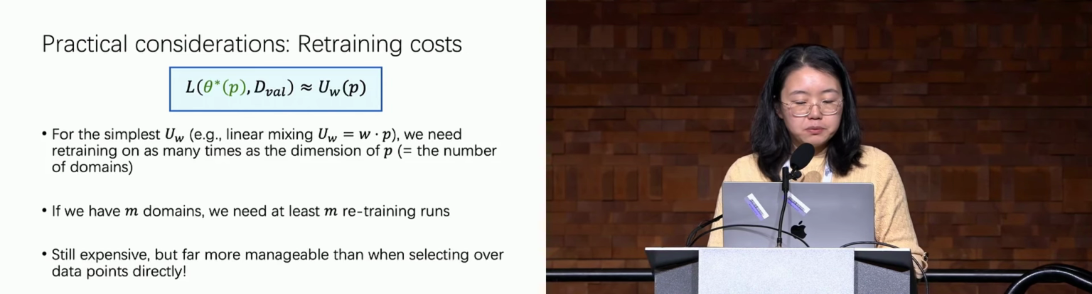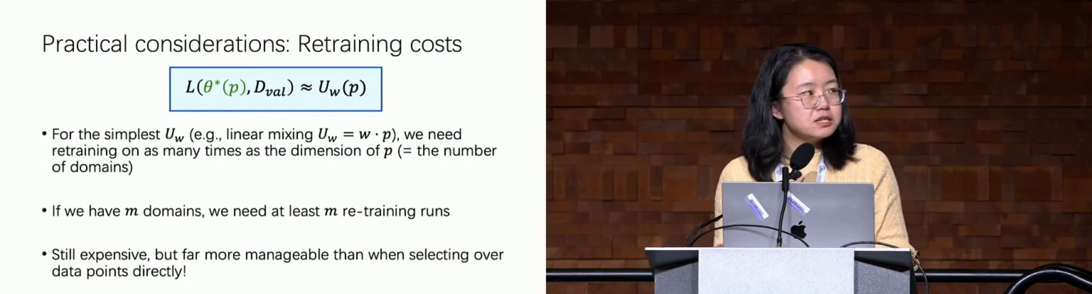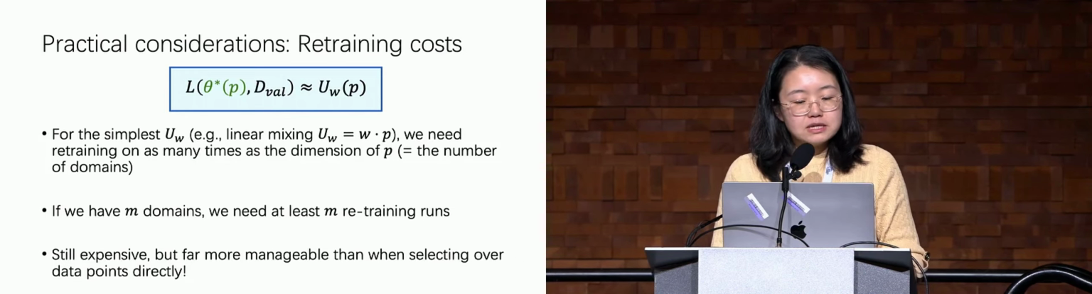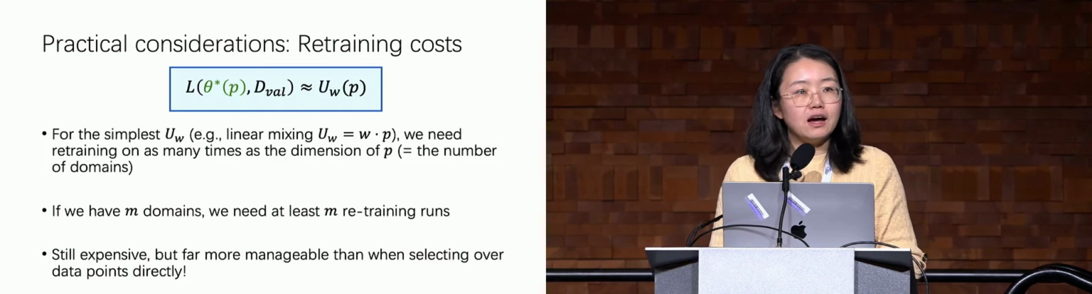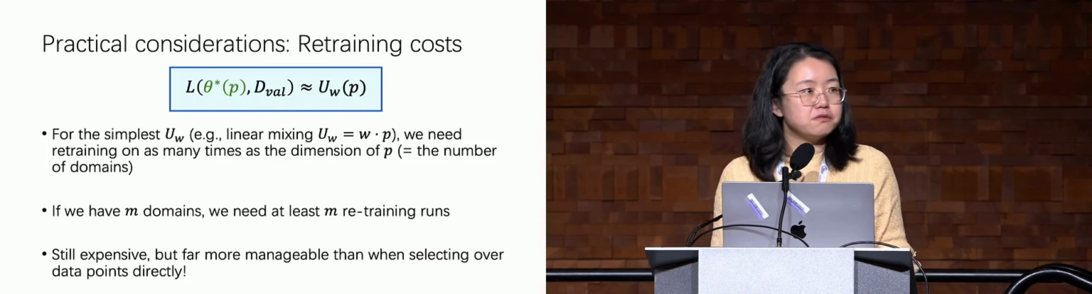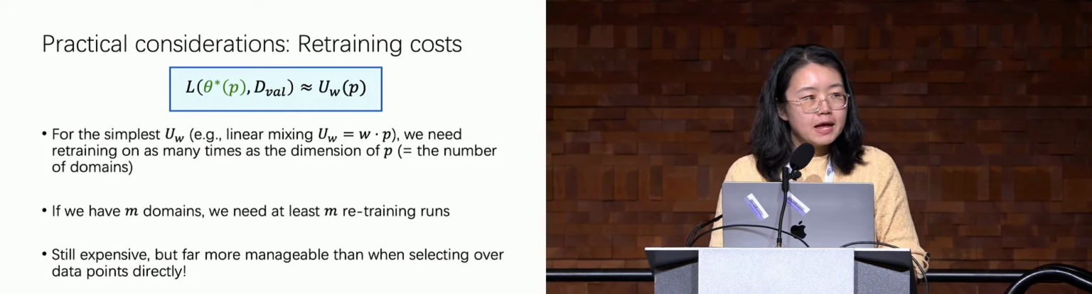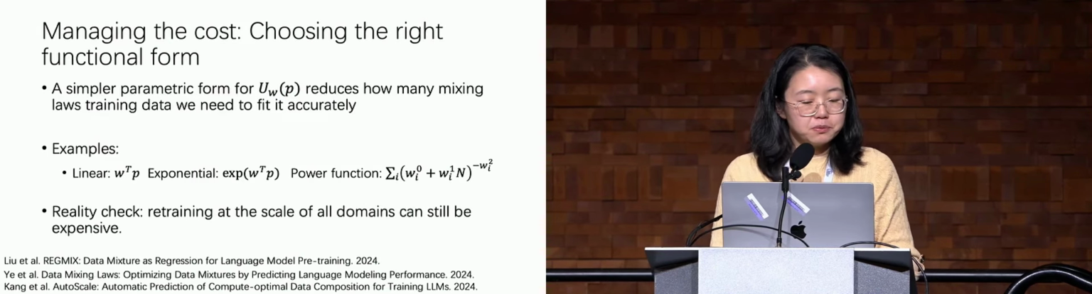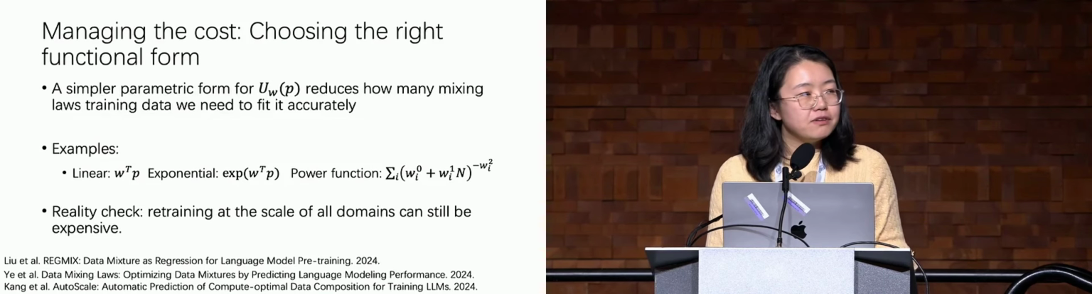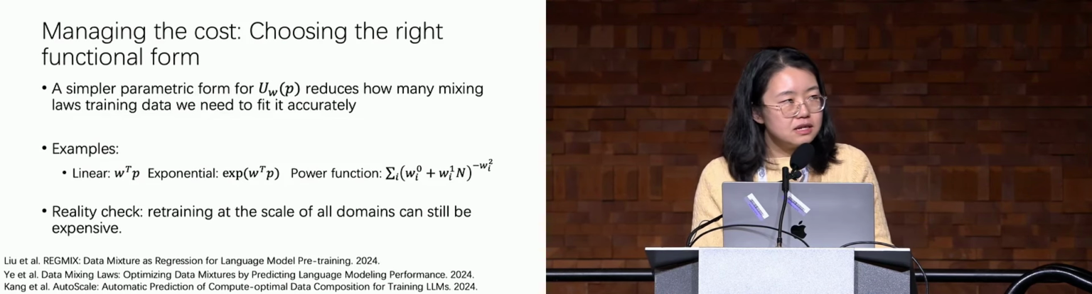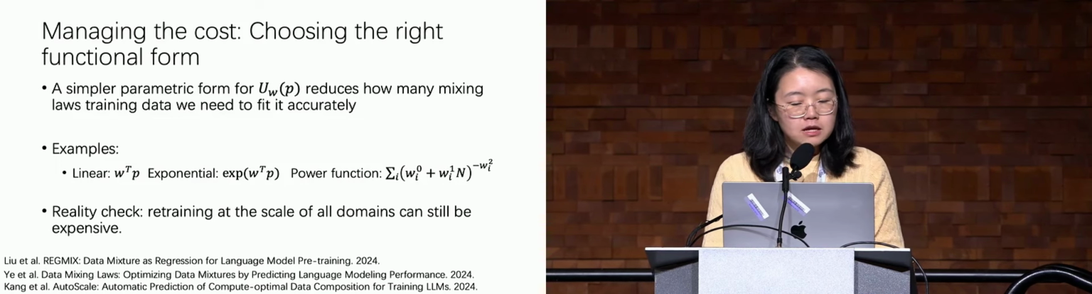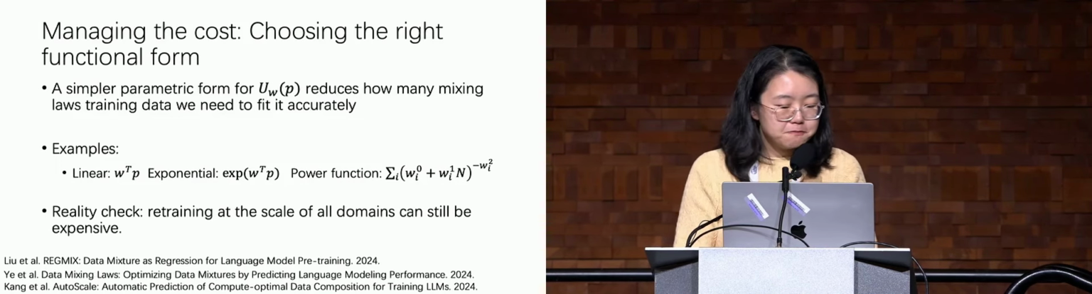Well, that depends on W, and W has the same dimension as P, and P's dimension is the number of domains. So this means that in the simplest form, we'll have the number of domains, this number of parameters that we need to fit. And to fit this number of parameters, we'll need to at least collect this number of data points. So basically, it means that if we have M domains, we'll need at least M retraining runs to collect the data and then find the mixing law. So this is still very expensive.